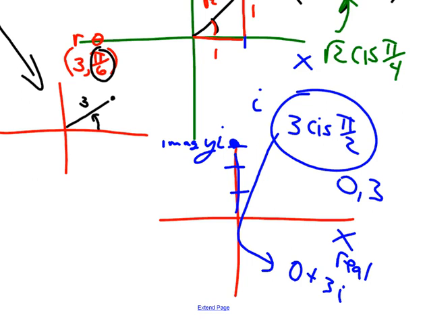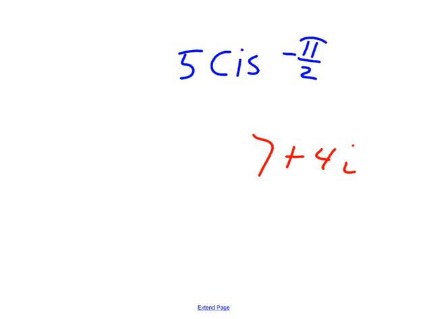Let's see if you can do another one like that. 5 cis negative pi over 2. Will they know where to go? I hope so. I'd start by graphing it, figure out where it is, and then you'll be able to say, oh, so you've got 7 plus 4i, or whatever it equates to in rectangular form. Hint, graph it first.